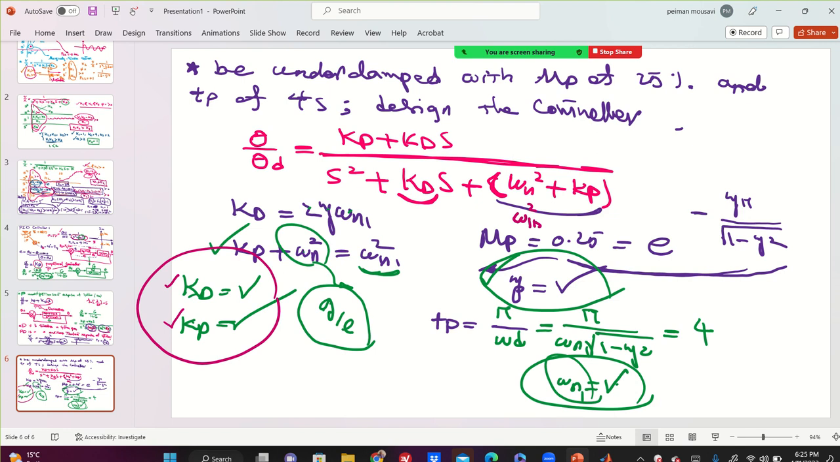Yeah, that's it. I want to stop here, before going to the I controller. And then I'm going to explain why we say PID. Okay? Everybody understand? Yes.